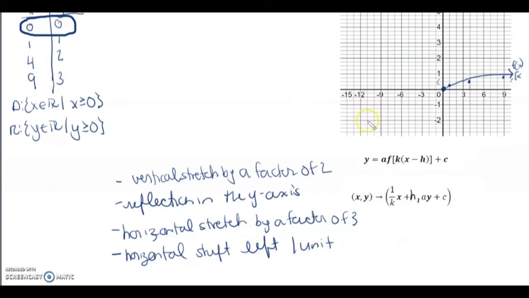Okay, if going through it like that is a little bit too quick, what you want to do is stack it with this equation and really line these up. So the 2 is clearly the a value, the k is negative 1/3, and the h is negative 1.